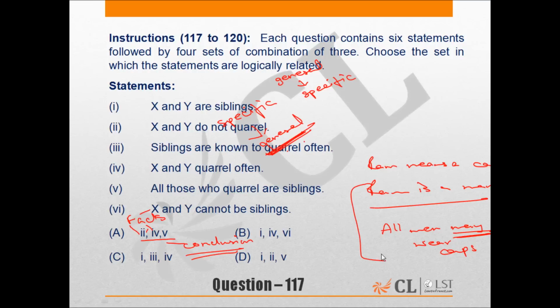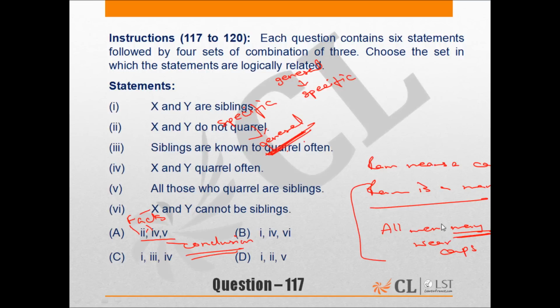Whereas if I am given the rule all men wear caps and Ram is a man, then I can very well conclude that Ram has to wear a cap, because every man wears a cap. So for deductive reasoning, a very common rule that applies is that from a general rule you can always come to a specific conclusion. From a specific statement though, you cannot go to a general conclusion. The same principle will of course apply for these questions as well.